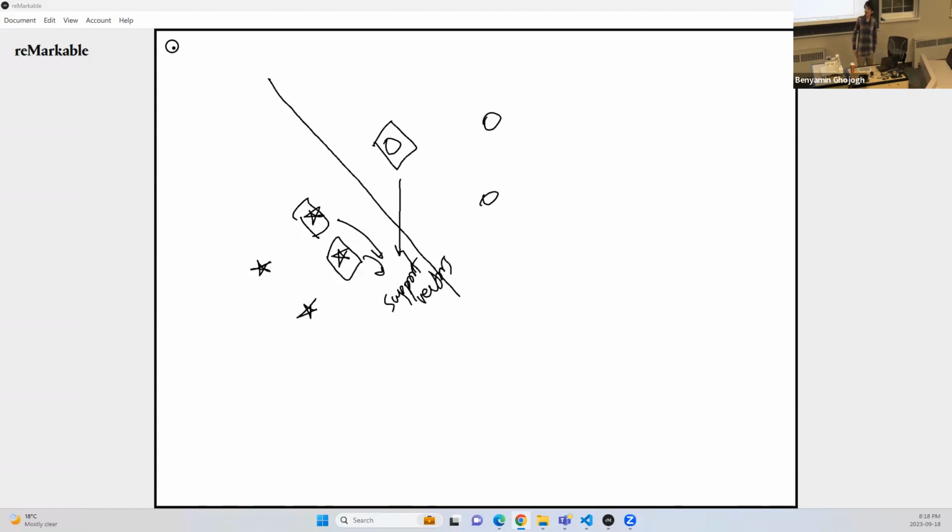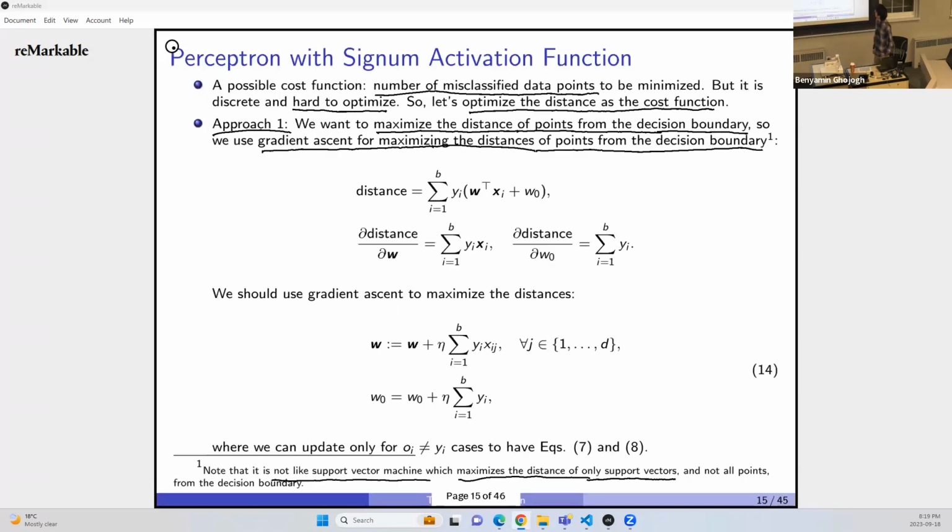SVM only considers the distances of the support vectors from the decision boundary and ignores the other ones. Hence, SVM is sparse. It only considers some of the points. Hence, its name is support vector machine, right? But in Perceptron here, we are optimizing the distances of all of the points from the decision boundary. That's why Perceptron is not equivalent to SVM. Actually, SVM is much better than Perceptron. Okay, so let's go back.